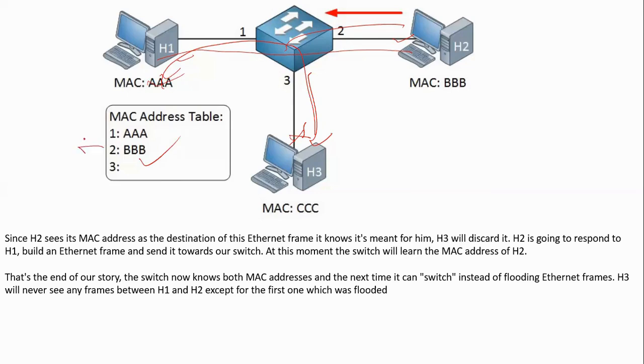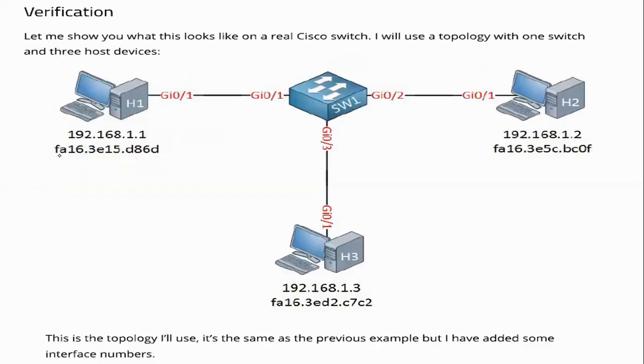And this MAC entry will last 300 seconds, that means 5 minutes. Within 5 minutes, if H1 wants to reach H2 and send some data, it will not be broadcast, it will be unicast. In case, after the 5 minutes, that MAC entry will be removed from the MAC address table.